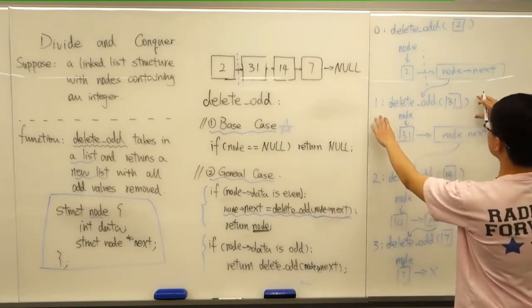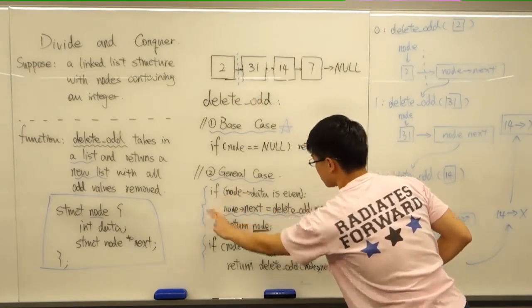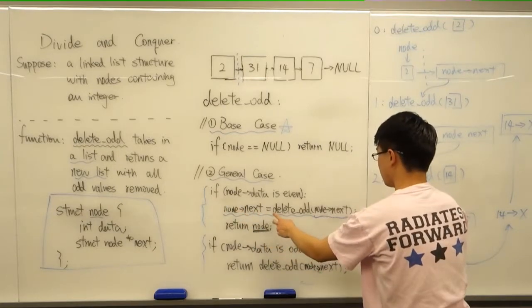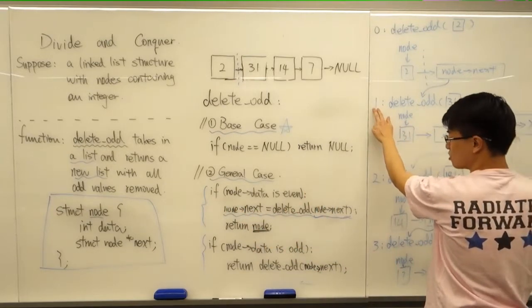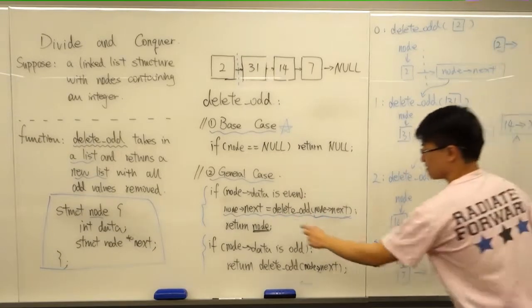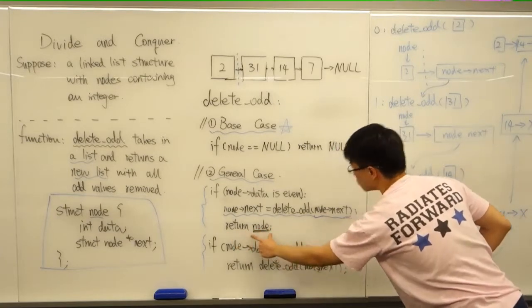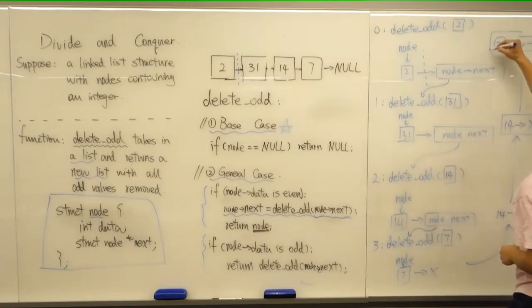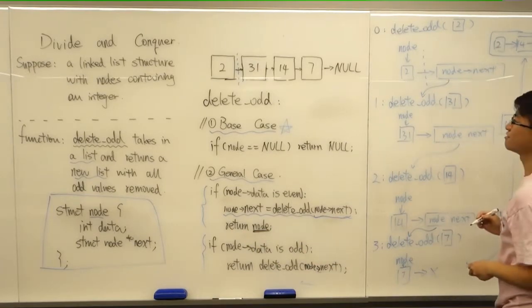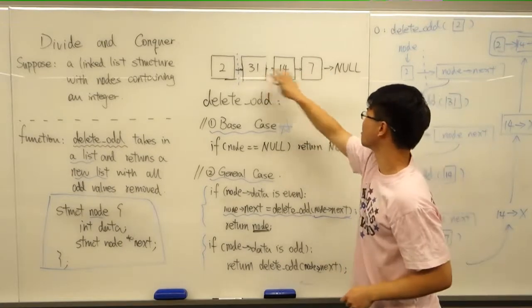All right, let's keep going. We just managed 31. It is called in the first case, which is 2. So 2 is even, and we assign 2's next to this function call, which is essentially function call 1. We are returning it. Therefore, 2 next will be whatever returning function we have here. It will be 14 and null, and essentially a return node, which is this whole thing. And this list, a new list supposedly, is the original list with all the odd numbers removed.